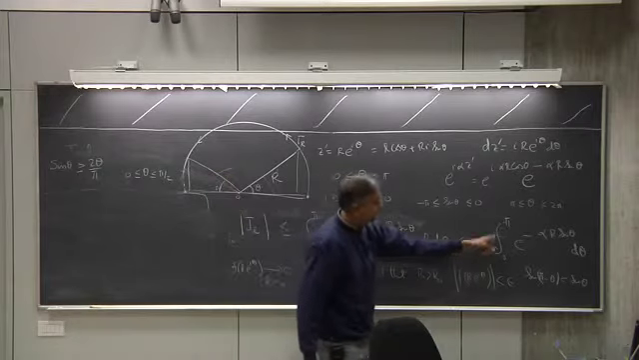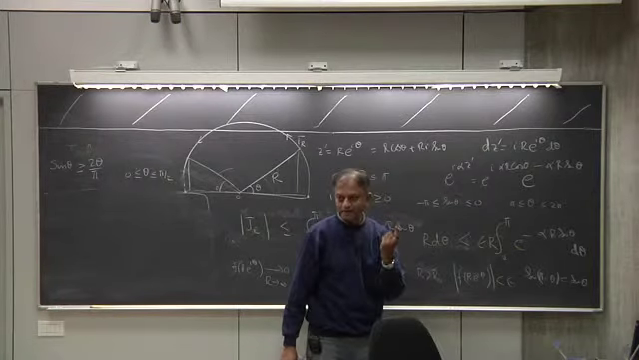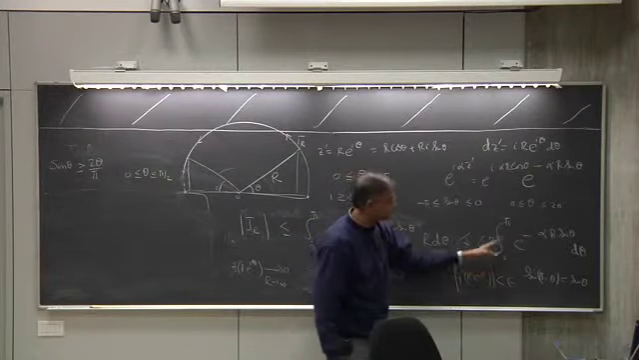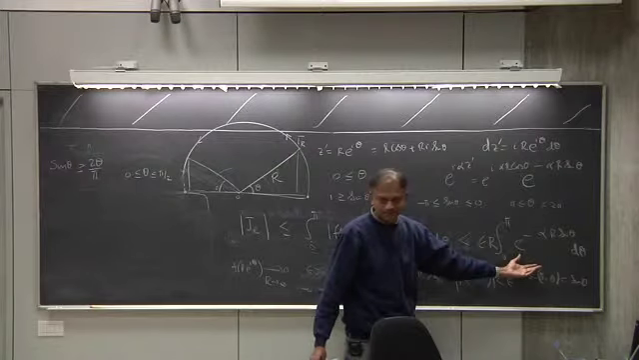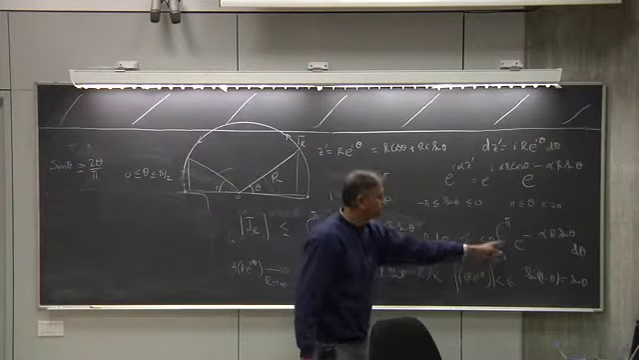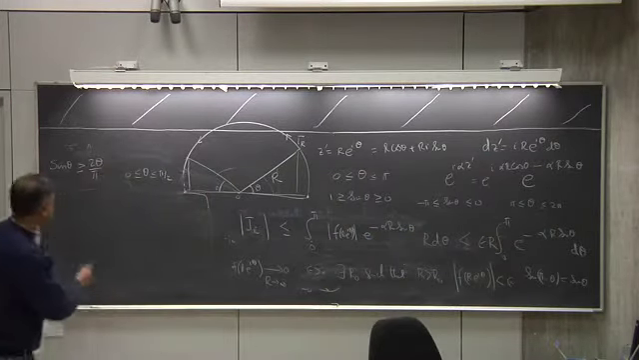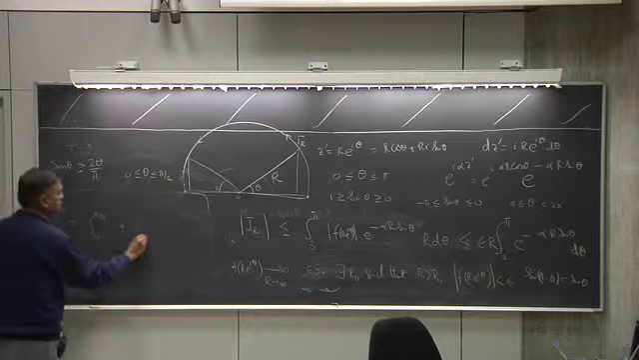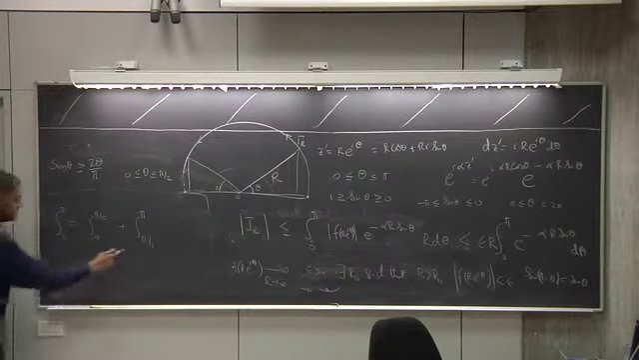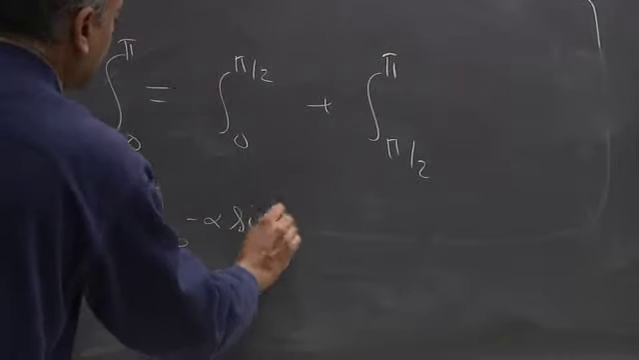So this integral is the same, because if you reflect around pi by 2, the range pi by 2 to pi will give you the same integral as 0 to pi by 2. So it just becomes 2 times the 0 to pi by 2 integral. All I'm saying is that you write 0 to pi as 0 to pi by 2 plus pi by 2 to pi. Now look at pi by 2 to pi: the integral of e to the minus alpha sine theta d theta.